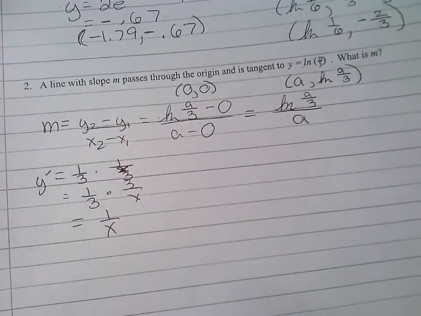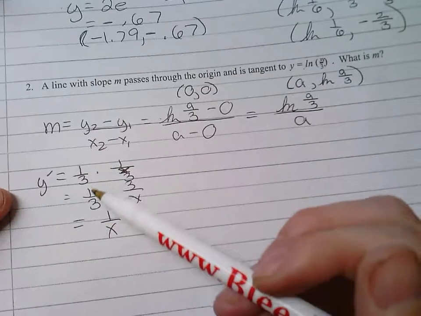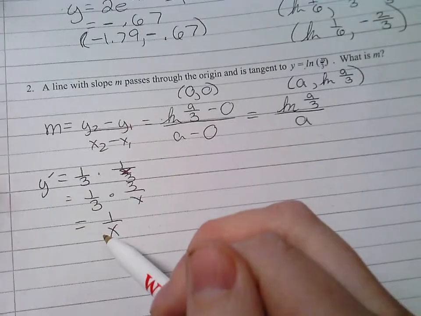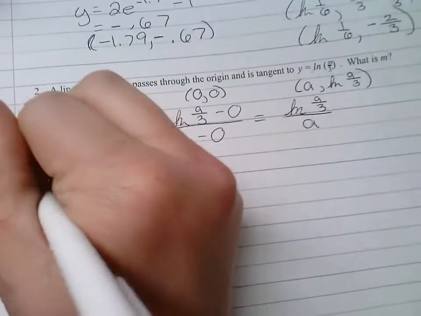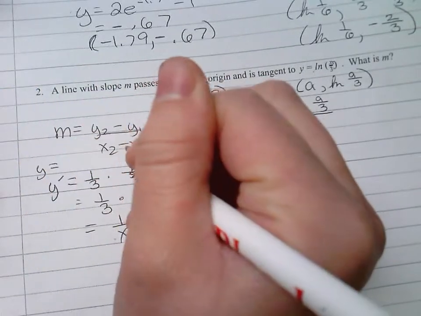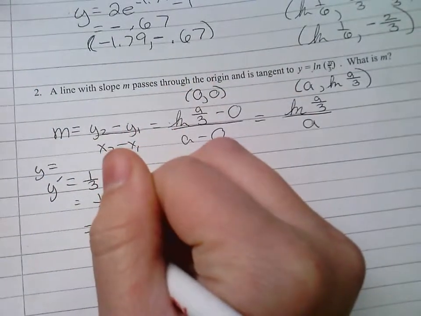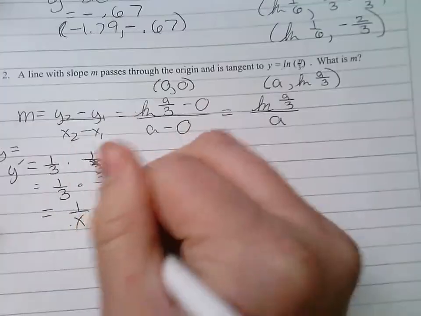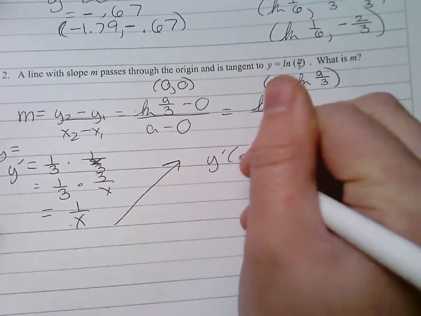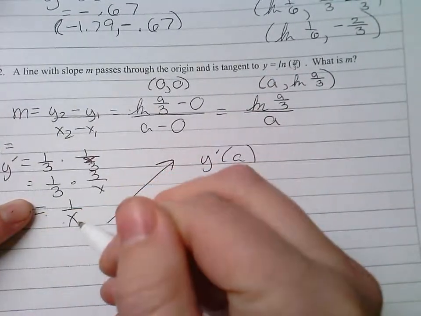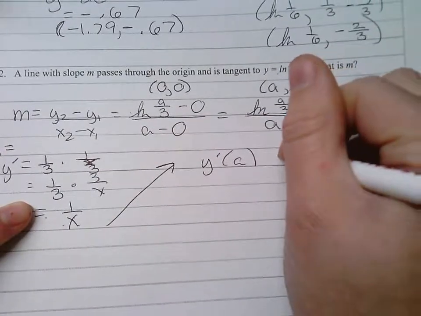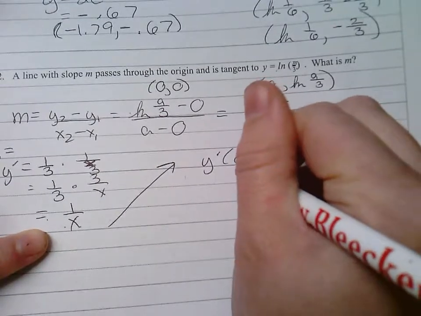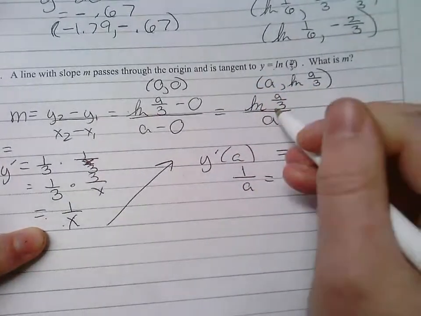Okay, so now we're going to see when the slope is the same. So since we're looking for a, we're going to do y prime of a. So let's make y equal 1 over x. This is y prime with respect to x. Y prime of a equals the slope here. So y prime of a is going to make that into 1 over a. And then we're just going to put this one down here.